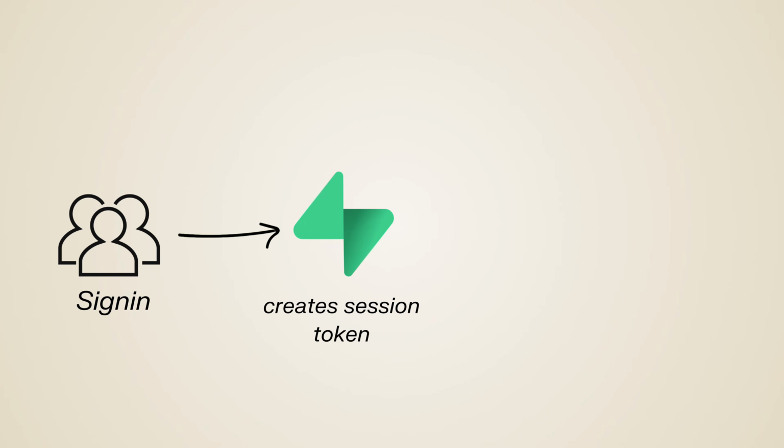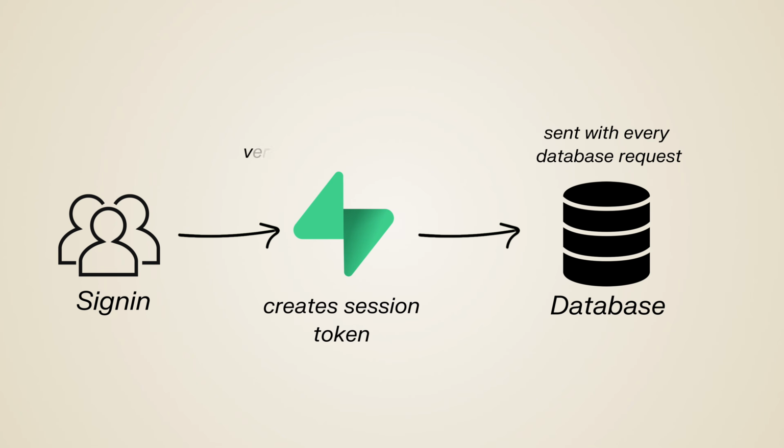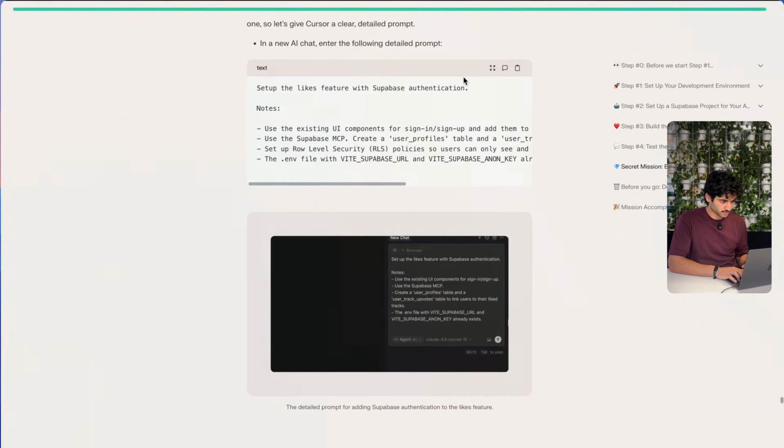Supabase's built-in auth system for this, and it gives you sign up, sign in, password reset, and session management out of the box, powered by PostgreSQL. So when someone signs in, Supabase creates a session token, and that token is sent along with every database request. Supabase verifies that token before returning any data, so each user only sees what they're allowed to see. So let's go back to the project guide here.